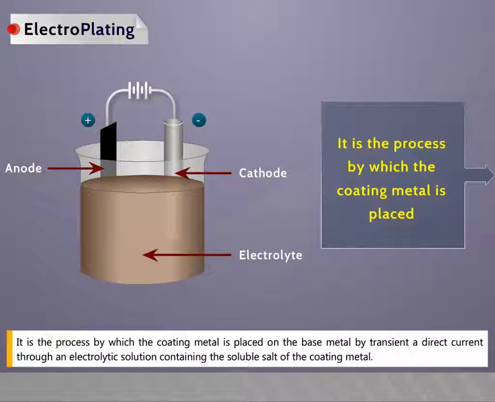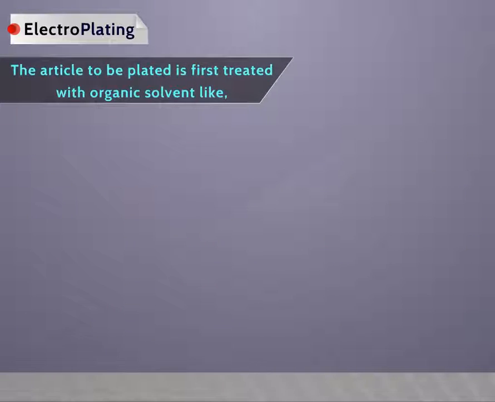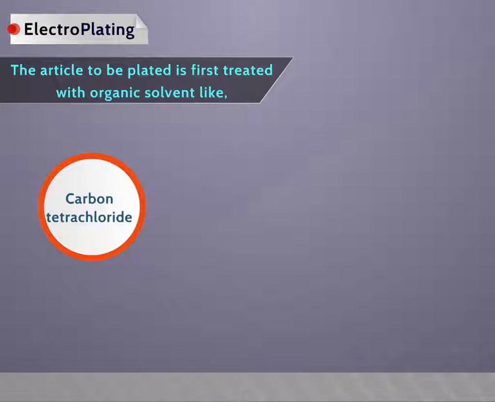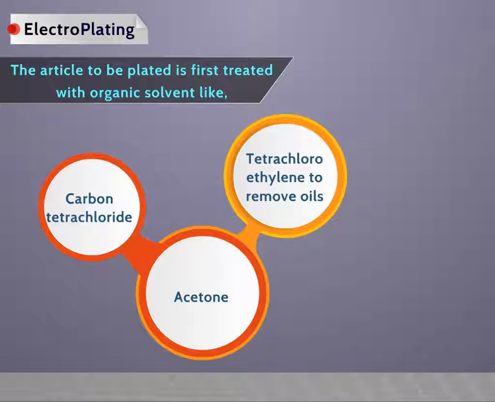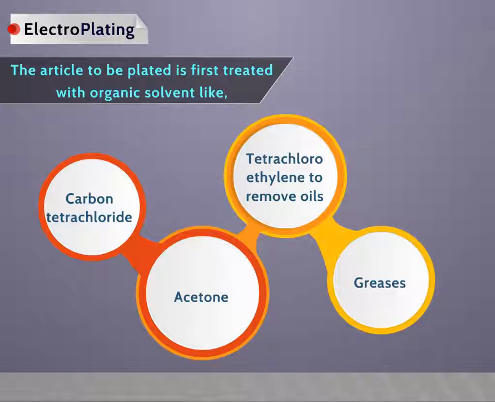It is a process by which the coating metal is placed on the base metal by passing a direct current through an electrolytic solution containing the soluble salt of the coating metal. The article to be plated is first treated with organic solvents like carbon tetrachloride, acetone, tetrachloroethylene to remove oils, greases, etc.